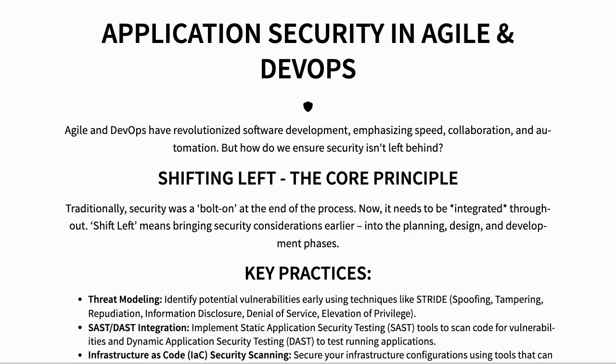We're talking about things like threat modeling, figuring out what could go wrong before it does, and using tools that automatically scan our code for problems or test the running application. Plus, securing our infrastructure itself is super important too, which is why we're looking at infrastructure as code scanning. Having a DevSecOps champion within each team really helps drive these changes forward.